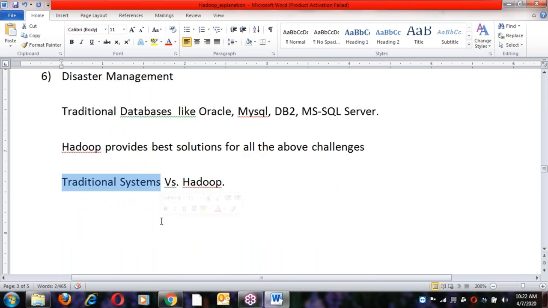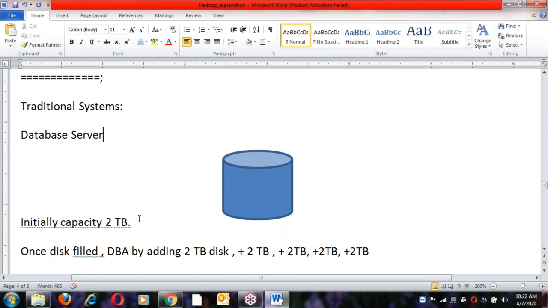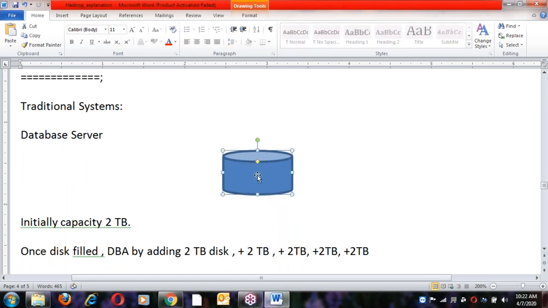How do traditional systems handle data storage? Take a database server. Suppose initially the capacity is 2 TB. The DBA, the database administrator, sets up the database, so suppose the database server is installed on a 2 TB disk. So initially the storage capacity is only 2 TB.